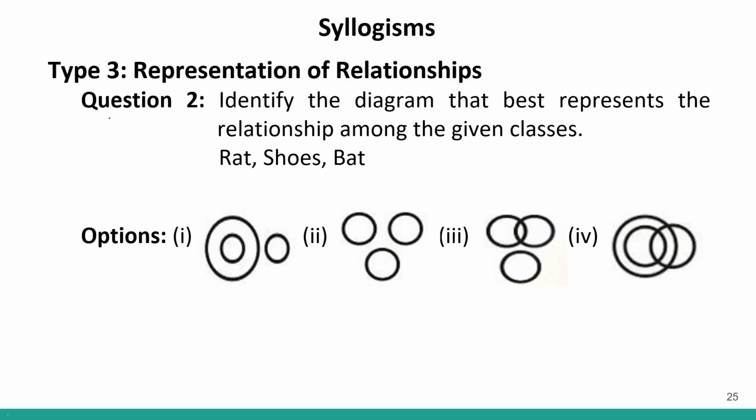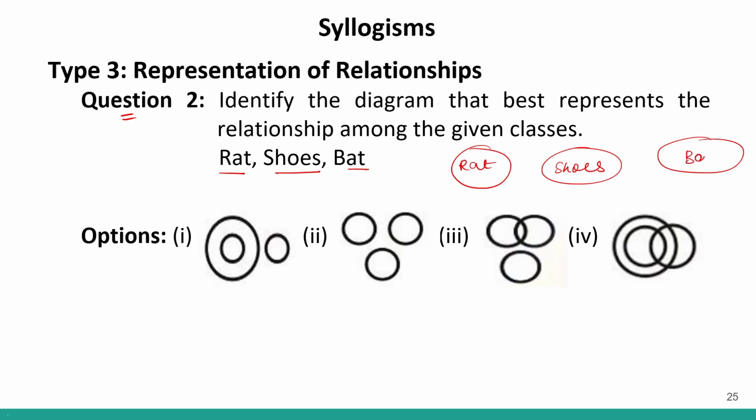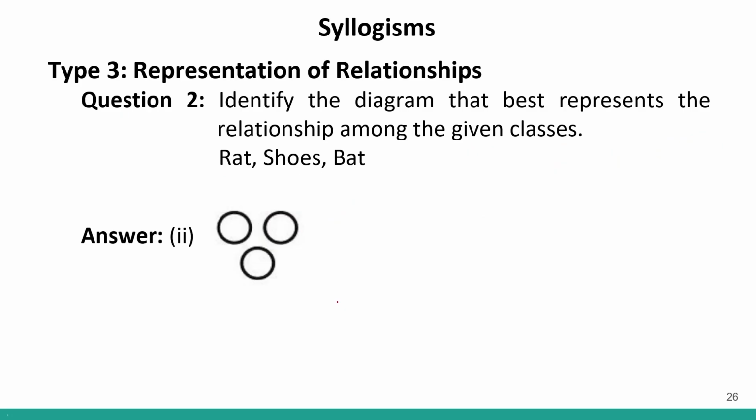Clear? Question number 2. Identify the diagram that can best represent the relationship among the given classes: rat, shoes, and bat. Now, I cannot find a common thing. Rat is an animal, shoes is an object, that is a clothing, and bat is an object that is used for sports. Rat is different and shoes is different. So, I cannot see any overlapping between rat, shoes, and bat. So therefore, my answer will be option number 2 because I cannot see any overlapping between them. So this is how I will represent the relationship between rat, shoes, and bat. Okay?